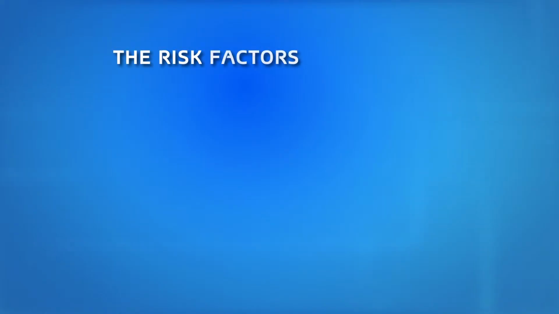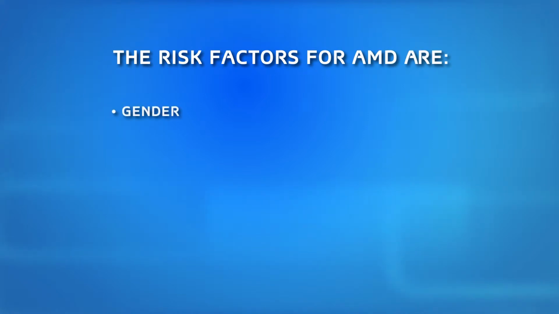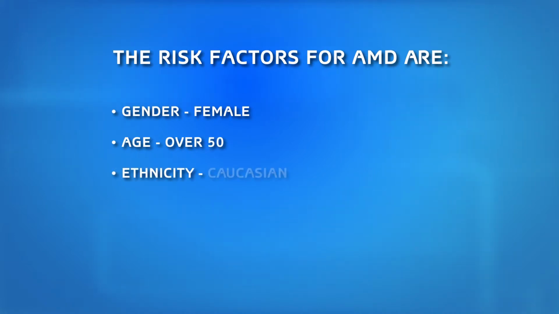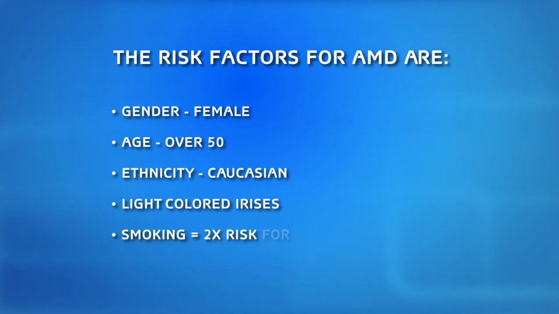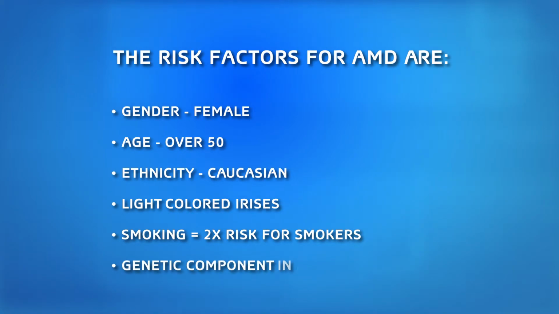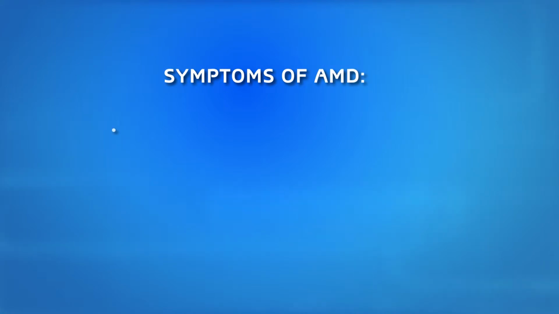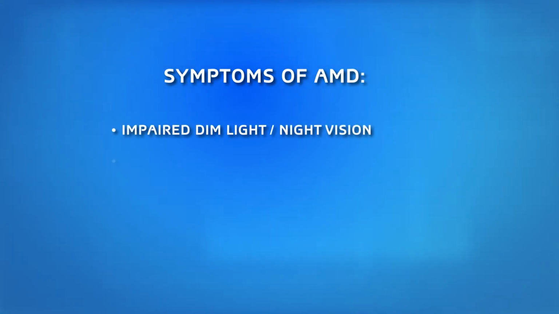Age-related macular degeneration is the third leading cause of blindness worldwide. AMD occurs bilaterally, but it is often asymmetrical. The risk factors for AMD are gender, female; age, over 50; ethnicity, Caucasian; light-colored irises; smoking, equals 2 times risk for smokers; and a genetic component in advanced AMD. Symptoms of AMD: impaired dim light night vision, metamorphopsia, central scotoma.